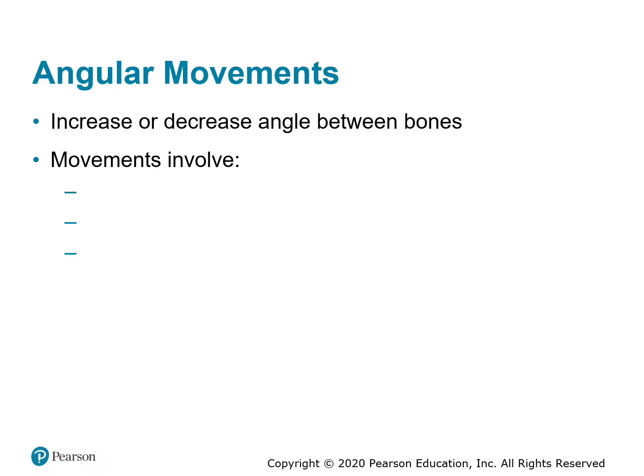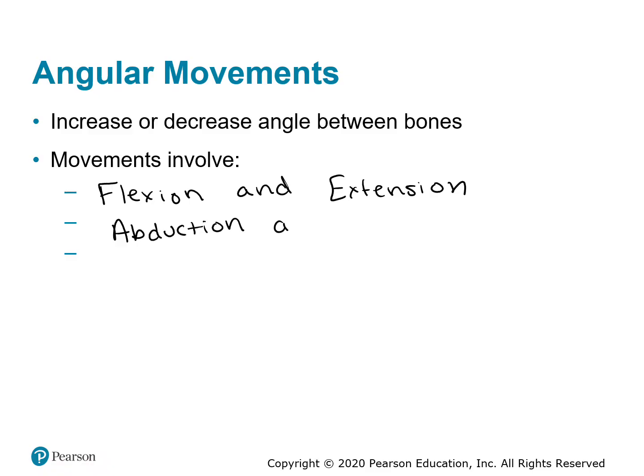Angular movements are going to be movements that increase or decrease the angles in between bones. These guys are paired movements, okay? So those include flexion and extension, abduction and adduction, and then circumduction.